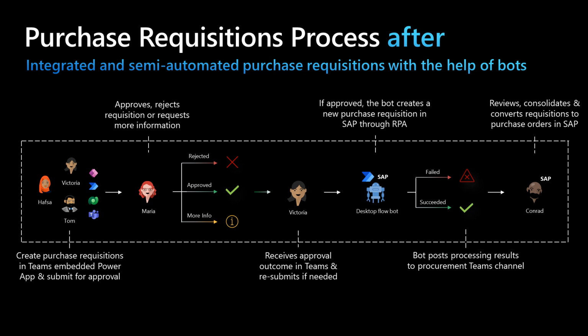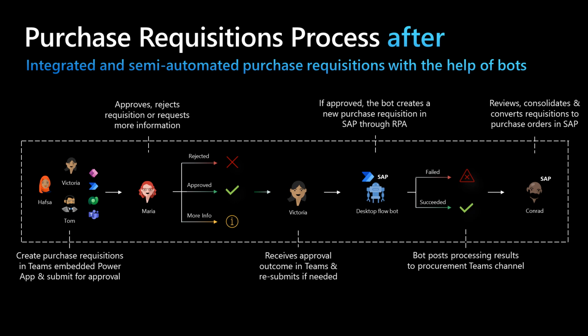So let's review the optimized business process. In the first step, Victoria is collecting the purchasing demand from her team and creates new purchase requisitions in a custom-developed Power App that has been embedded into the Microsoft Teams experience. Once the required information has been entered, she submits her request to Maria, the store manager. The background approval process has been defined in a Power Automate cloud flow and runs automatically upon submission for approval.